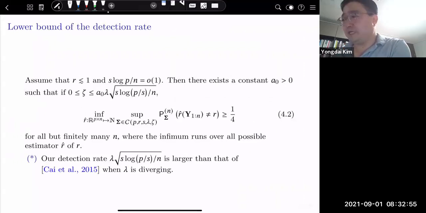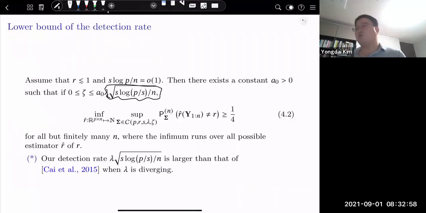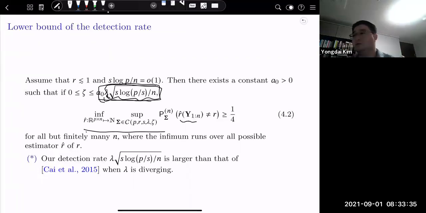And our detection rate, this one is the lower bound of the detection rate. And we can prove that this detection rate is optimal, which means that if the smallest eigenvalue is less than the lower bound of the detection rate, then the posterior distribution of the estimated factor dimensionality not being equal to R, the true factor dimensionality, is greater than some number. So this is the optimal detection rate, and this is the lower bound of the detection rate.